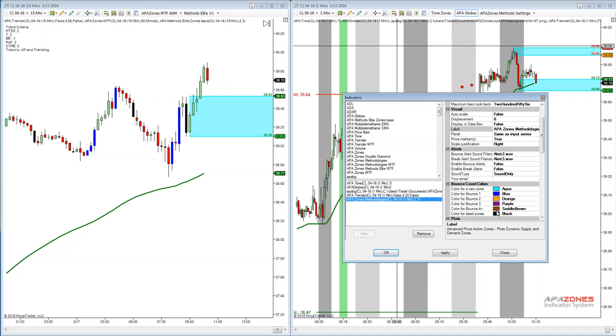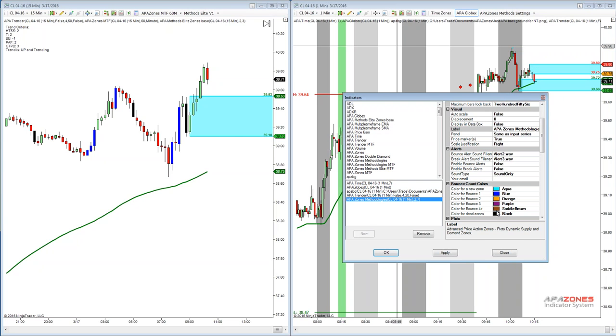Now, when we look at trend in relationship with the zones, we should see, for the most part, support zones or demand zones being respected in an uptrend, and in a downtrend, resistance zones or supply zones. So pick your vocabulary there.